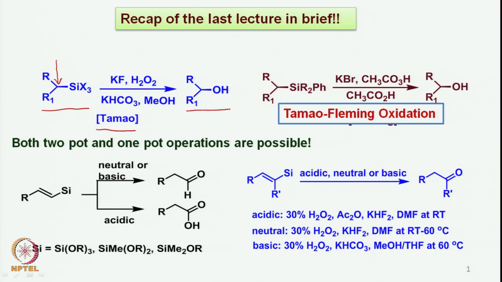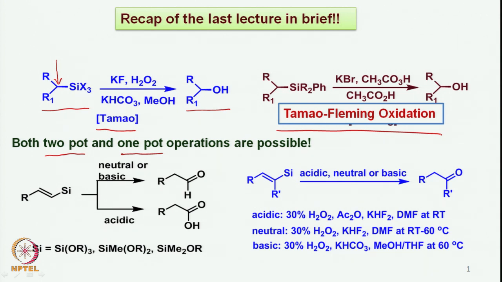That means the carbon-silicon bond is broken and a carbon-hydroxy bond is formed, and this condition is what we discussed last time in detail. In Tamao's condition we have three different types of conditions. On the other hand, the Fleming oxidation involves two types of possibilities as we discussed. One is a two-pot reaction and the other one is a one-pot operation. In both cases, eventually we get the same product, with retention of configuration of the hydroxy group from the silicon-bonded group that we started with.